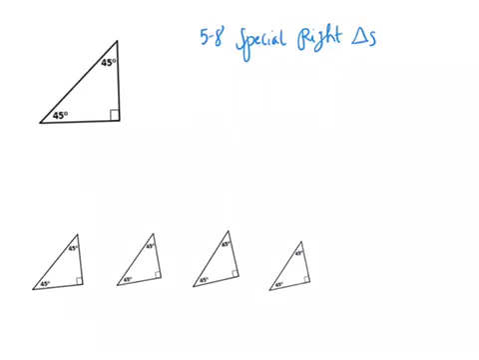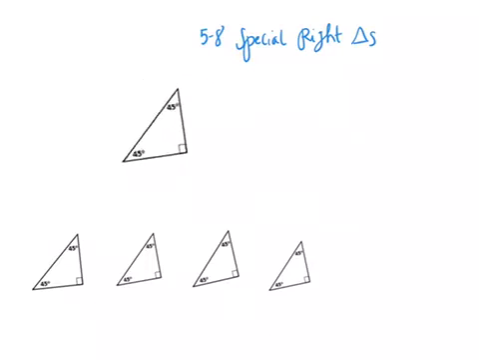I wanted to record a quick video for special right triangles. So in this section, we're going to be looking at 45, 45, 90 triangles and also 30, 60, 90. So let's take a 45, 45, 90. We know a few things.